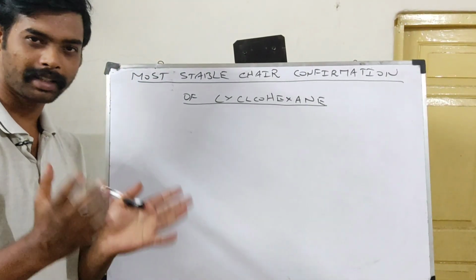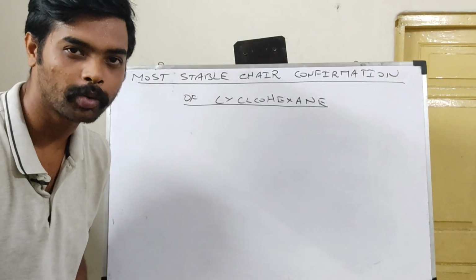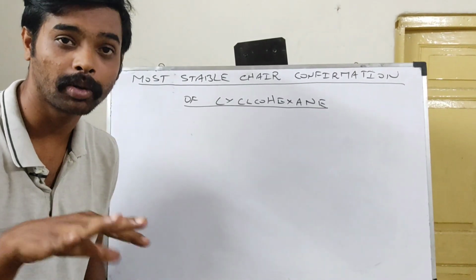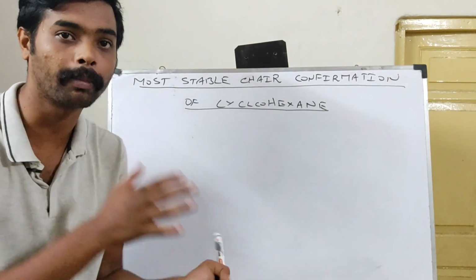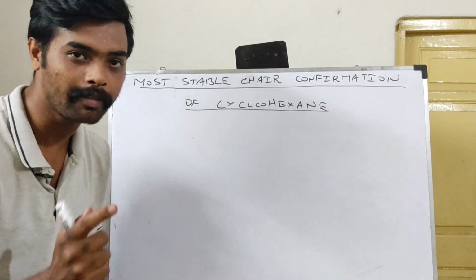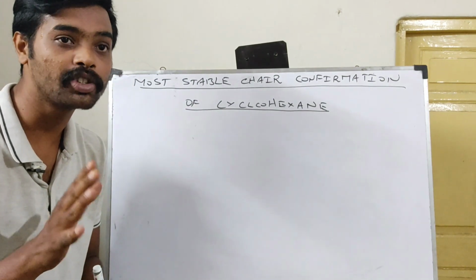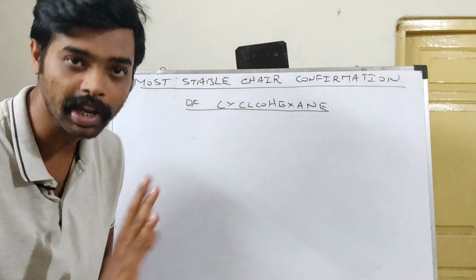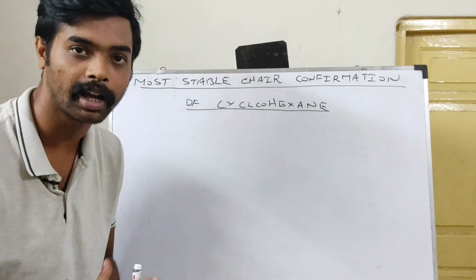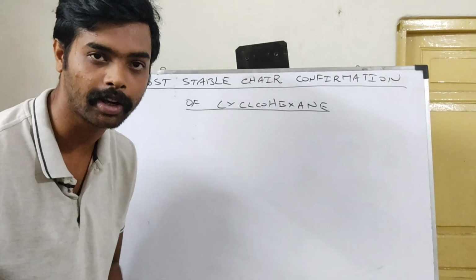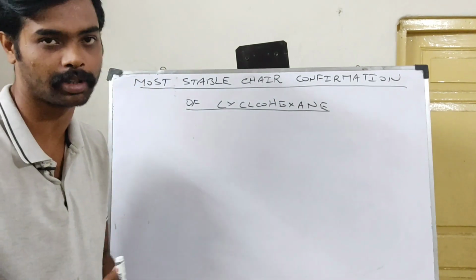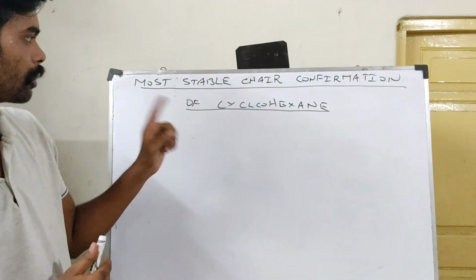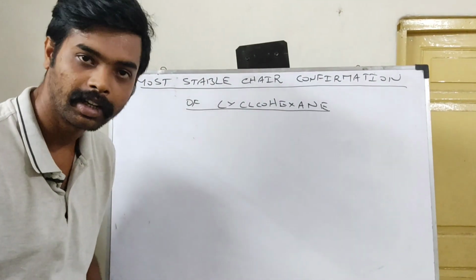Right. So I think in the previous video we saw how to incorporate the stereoisomers of cyclohexane planar form into their chair form. So today we are going to see how we are going to generate the most stable chair conformation. If I give you cis and trans of one particular molecule of cyclohexane, how am I going to get the most stable chair conformation from that? So that's the topic today: most stable chair conformation of cyclohexane.